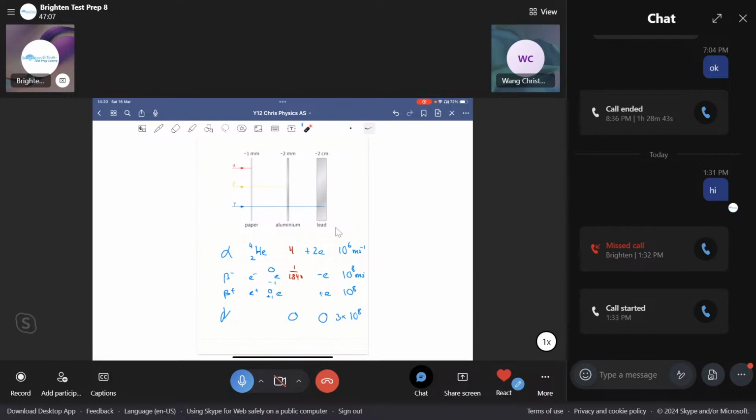a certain material. Obviously, structure. Paper has no real structure. That's why they go through. Alpha already gets stuck. Aluminium, of course, metal, grit, so it gets stuck. But gamma is too fast and has no mass, so hence it just goes through.